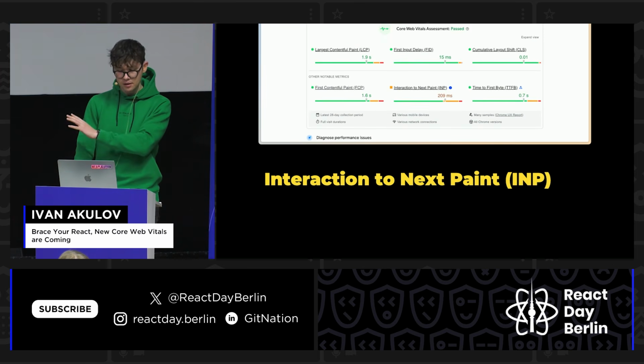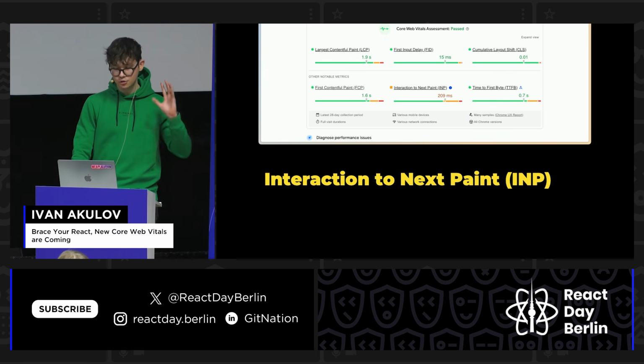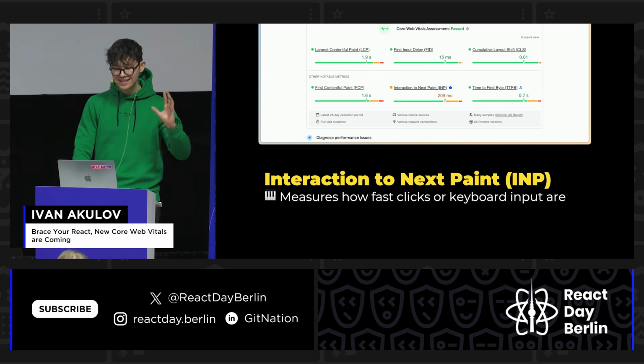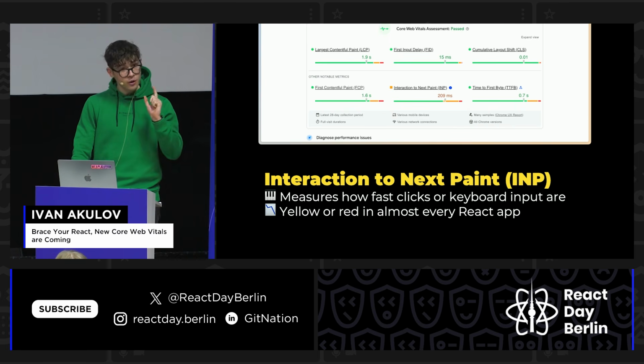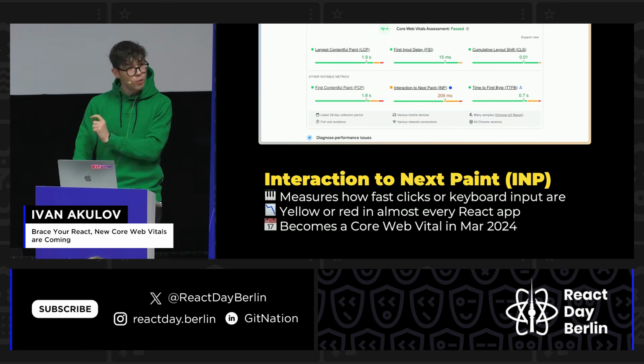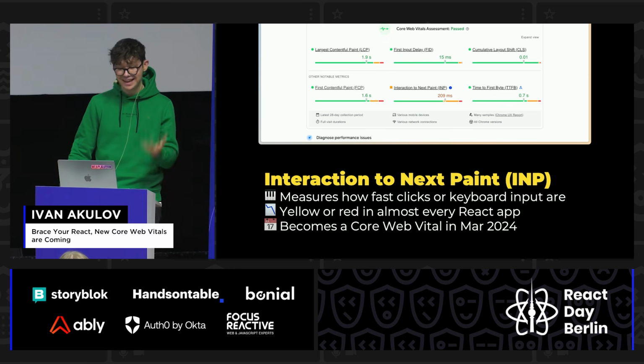This metric, interaction to next paint, is a new performance metric introduced by Google. It measures how fast clicks or keyboard input are on the page. And in almost every React app or website I've seen so far, this metric is yellow or red. Also, this metric becomes a core vital in March 2024, which means that in just a few months, your CTO, your boss, or your marketing team will suddenly become aware that this metric is yellow or red.